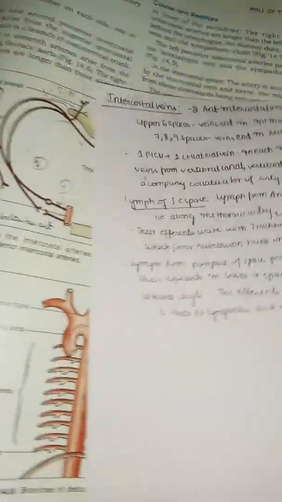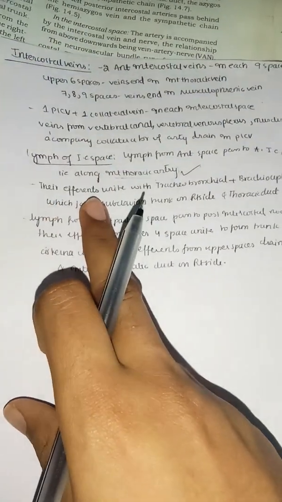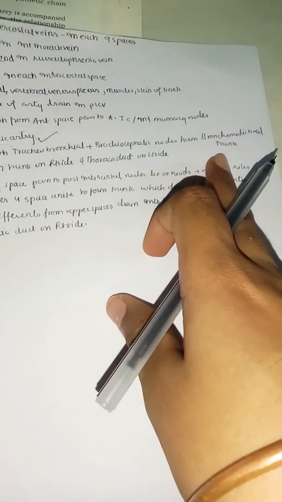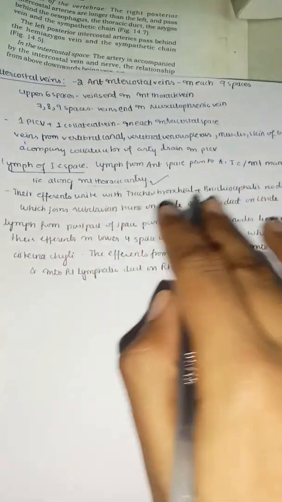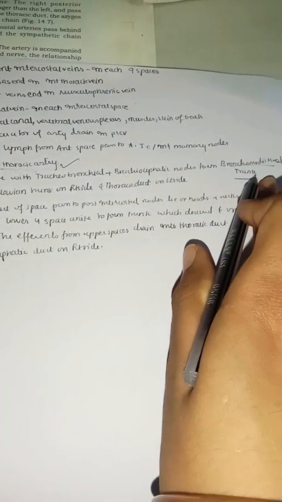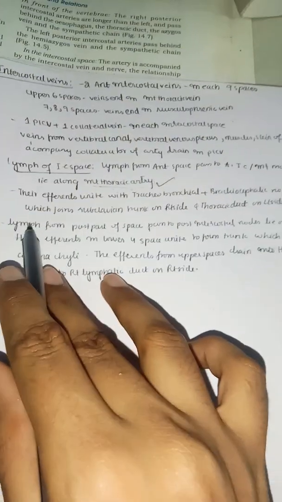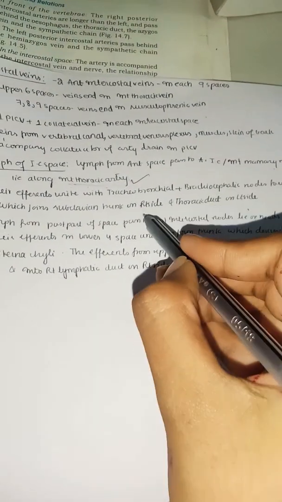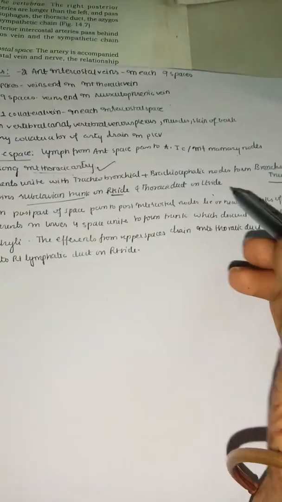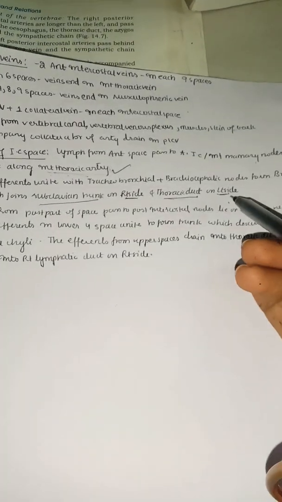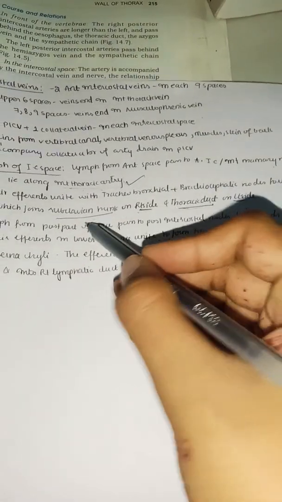So the lymph comes, and next their efferents unite with the tracheobronchial and also brachiocephalic nodes to form the bronchomediastinal trunk. So remember, the efferents are coming from the internal thoracic artery. They unite with the tracheobronchial and also brachiocephalic nodes to form the bronchomediastinal trunk, which joins the subclavian trunk on the right side and also the thoracic duct on the left side. So on the right side it is joining the subclavian trunk, on the left side it will join the thoracic duct. This is all about the lymph drainage. So left side lymph is draining into the thoracic duct, right side to the subclavian trunk.